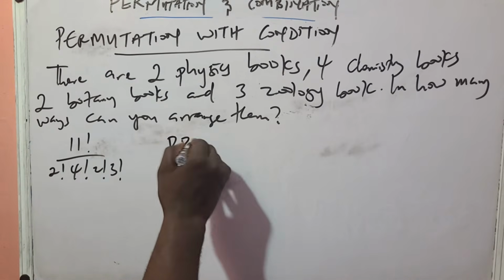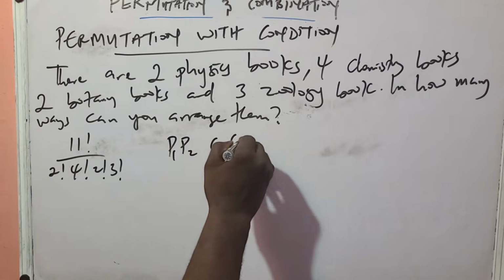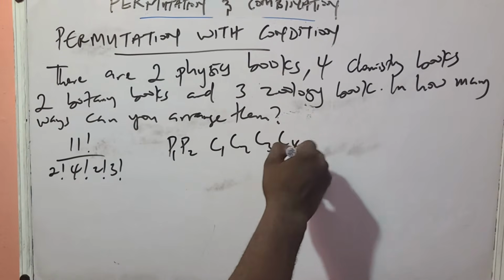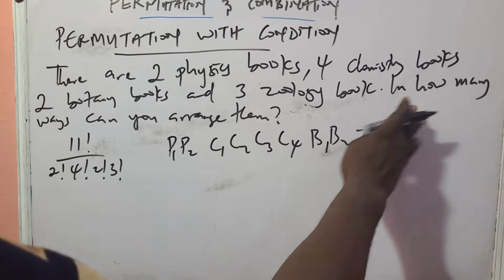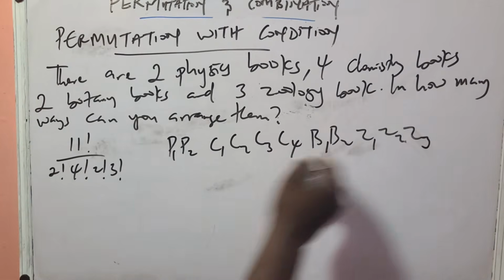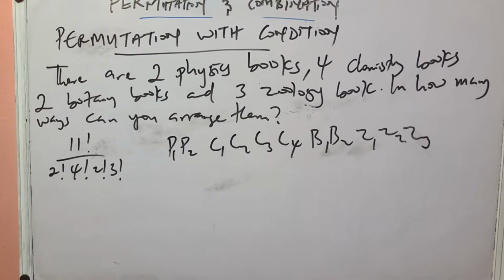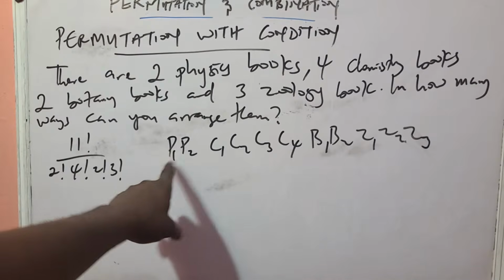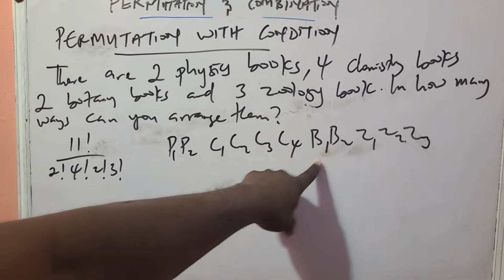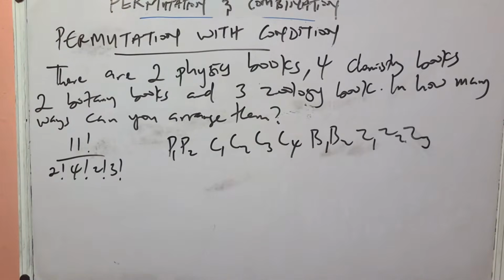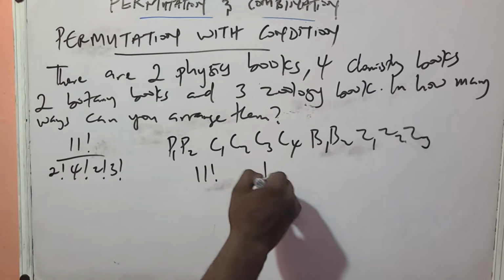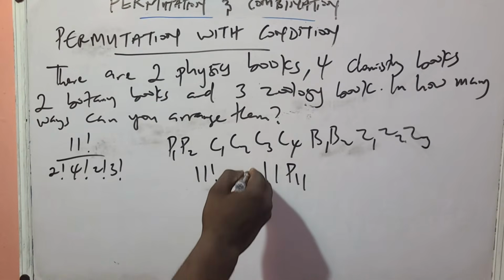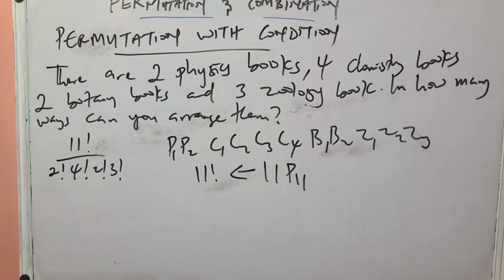2 physics. Physics 1, physics 2, chemistry 1, chemistry 2, chemistry 3, chemistry 4, botany 1, botany 2, zoology 1, zoology 2, zoology 3. How many objects do we have here? We have 1, 2, 3, 4, 5, 6, 7, 8, 9, 10, 11. We have 11 different objects, and I don't have any condition. So I'm having 11 objects. I'm arranging the whole 11, which obviously is 11 factorial.